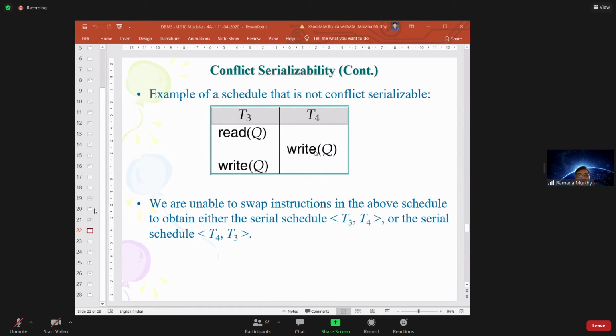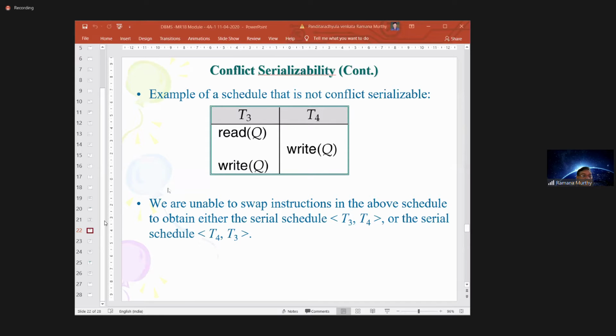But if you do the write operation of T4 first and then the read operation, T3 is going to get the updated value of T4, not the expected value. If you swap, T3 is going to get the updated value of T4, not the original value. Hence, you can't swap. So this schedule is not serializable. You can't obtain serializable schedules from this one.